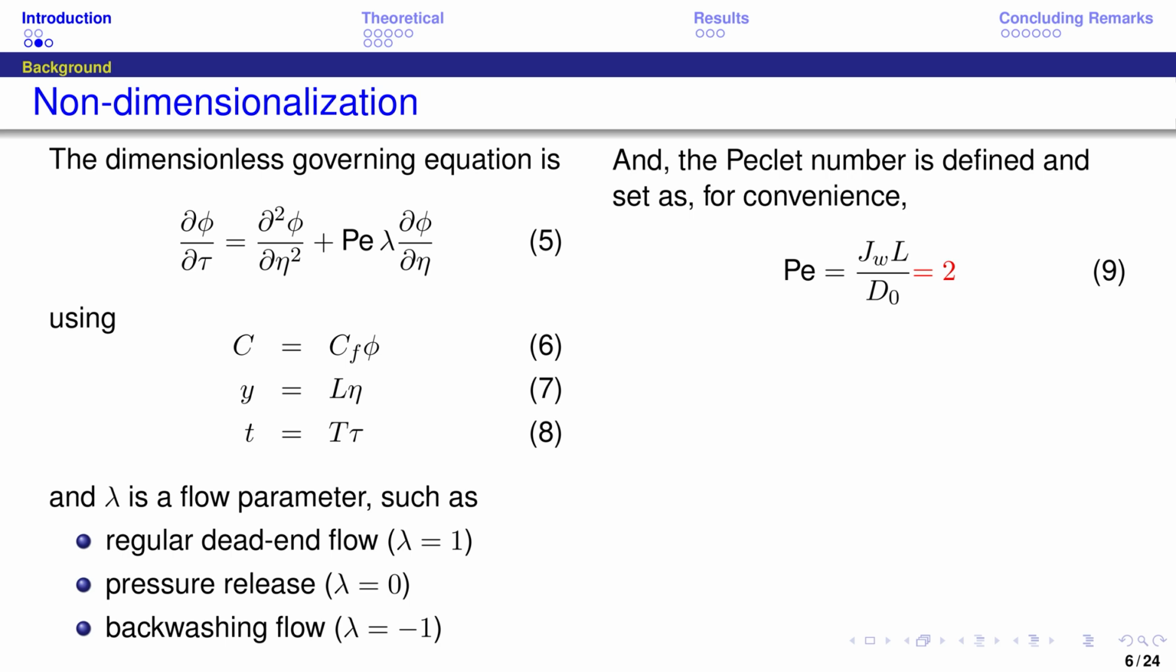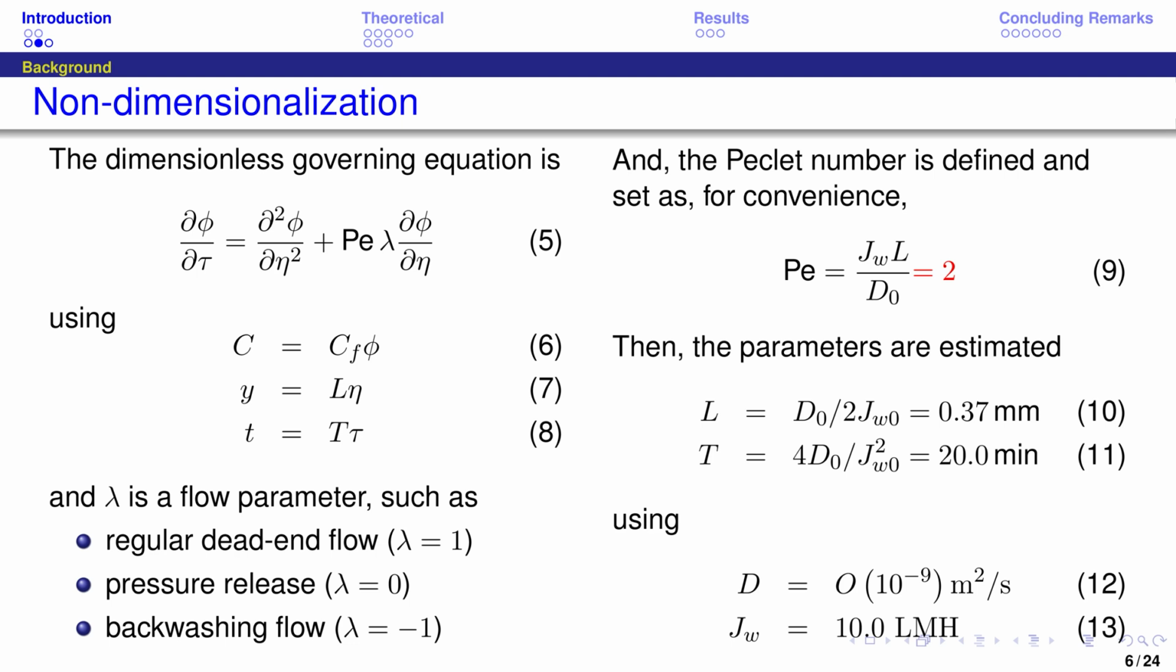As noted above, we did not decide the representative length scale L, which means we have the freedom to determine a Peclet number, such as 2 in our case. With the 3 possible values of lambda, this Peclet number gives mathematical convenience for the later derivation processes. We use the typical values of the solute diffusivity, of an order of 10 to the negative 9 square meter per second, and the permeate flux of 10 liters per hour. Using these 2 typical values, the representative length is calculated as 0.37 millimeters, and the time scale is about 20 minutes, which is reasonable to accept.